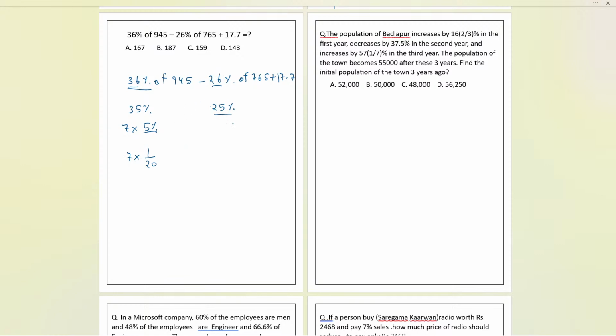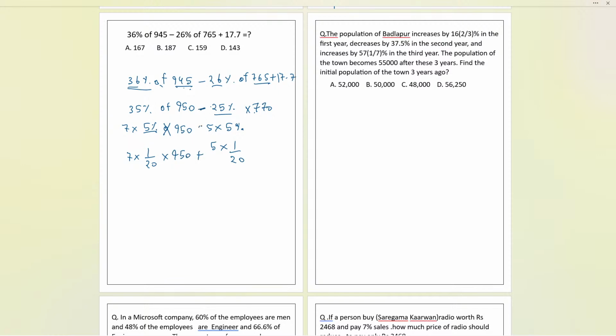Now similarly over here, 25% is 5 times 5%, so it will be 5 times 5, 25. Now if it is 25 over here, you can write again 5 into 1 by 20 over here. So now here we have got 945. Now, in order to make our work easier, we'll also convert this number. We'll write it as 950. We'll write this number as 770, to make our work easier. Now basically, of means multiply, so I'll write directly multiply. 950. Now multiply with 950 over here.